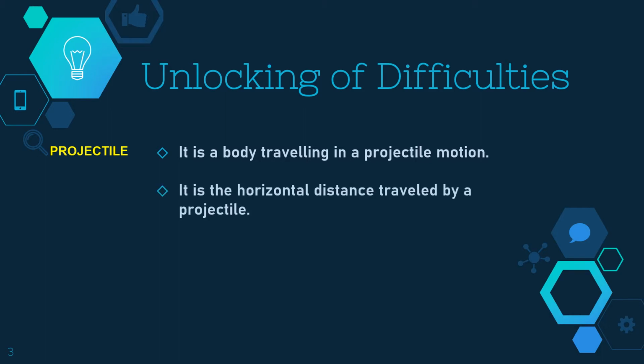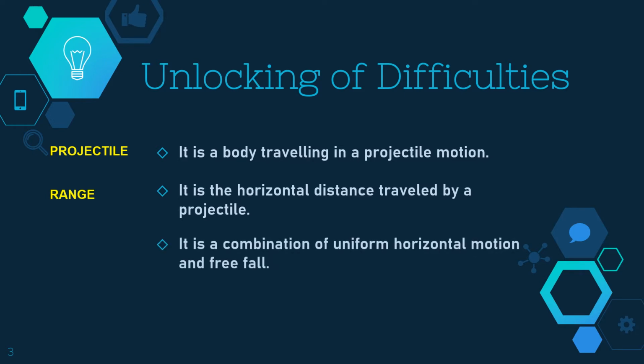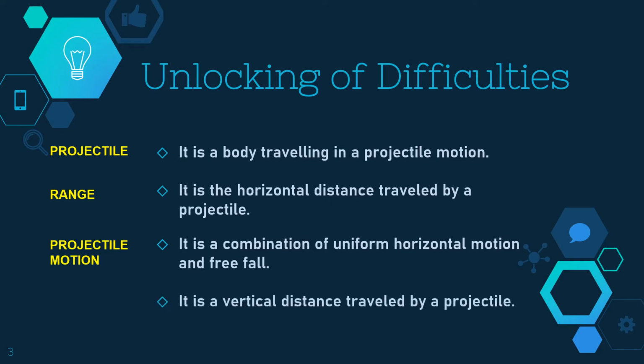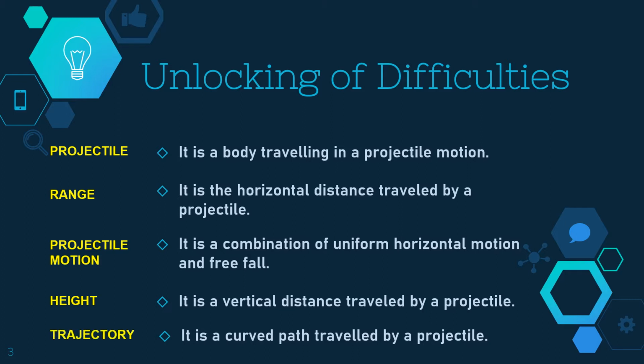It is the horizontal distance traveled by a projectile. The answer is range. How about the third question? It is a combination of uniform horizontal motion and free fall. This is projectile motion. The fourth one, it is the vertical distance traveled by a projectile. This is height. And how about this one? It is a curved path traveled by a projectile. The answer is trajectory. So these are the terms that we're going to encounter in our lesson for today.